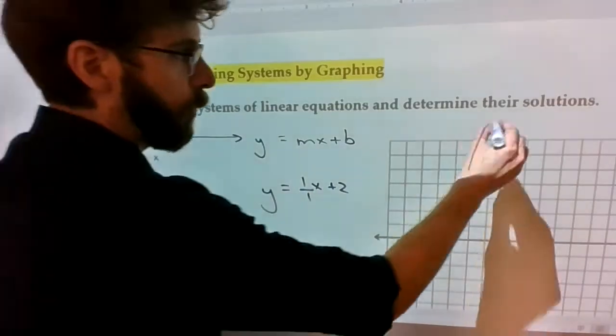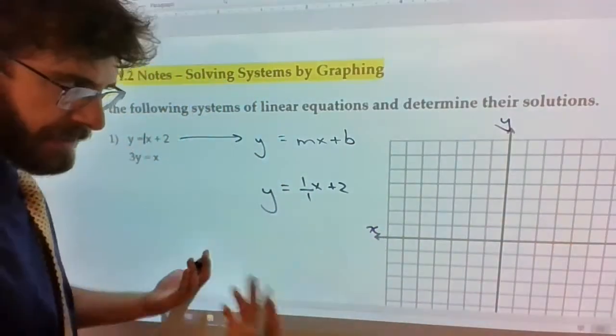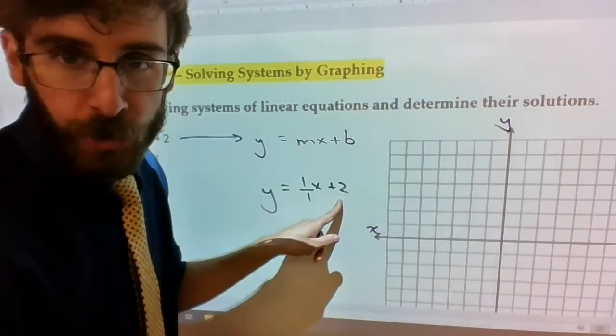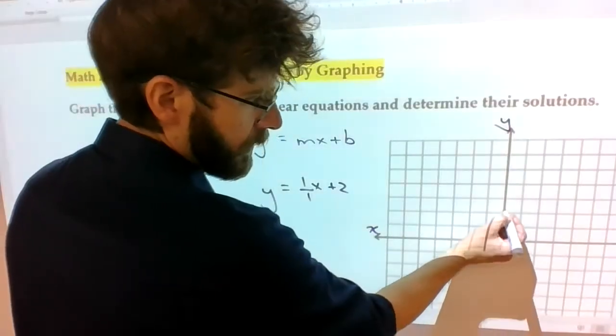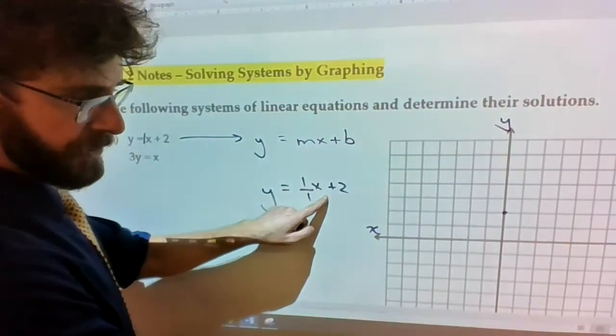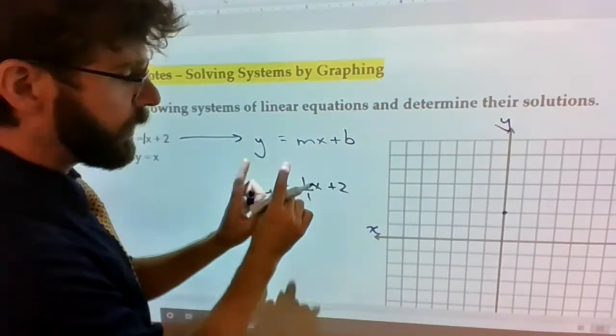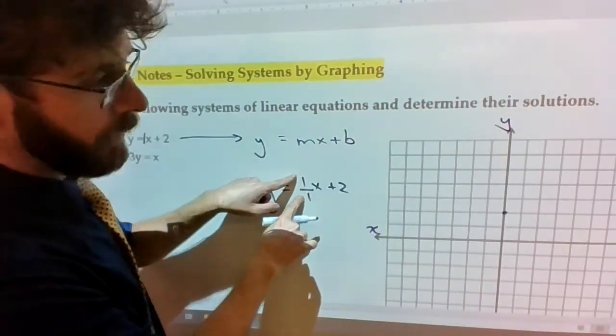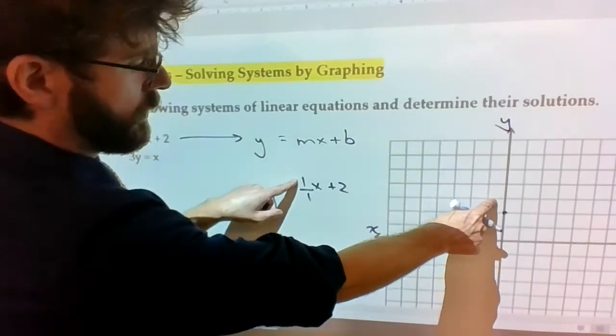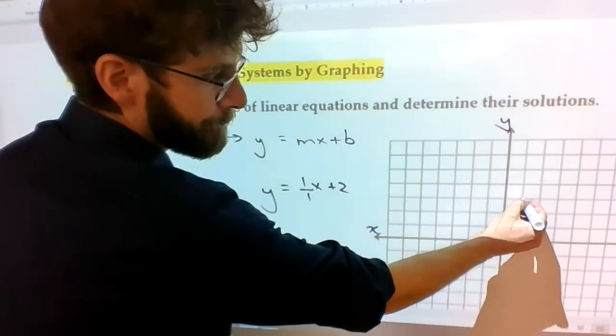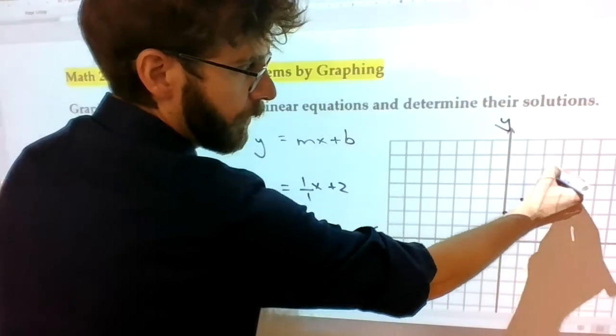Okay? So the y-axis is the vertical, the x-axis is the horizontal. I'm starting at 2 units above, plotting our first point for this one up 2, and then we're going to go up 1, right 1 from that point. So up 1, right 1. Up 1, right 1.